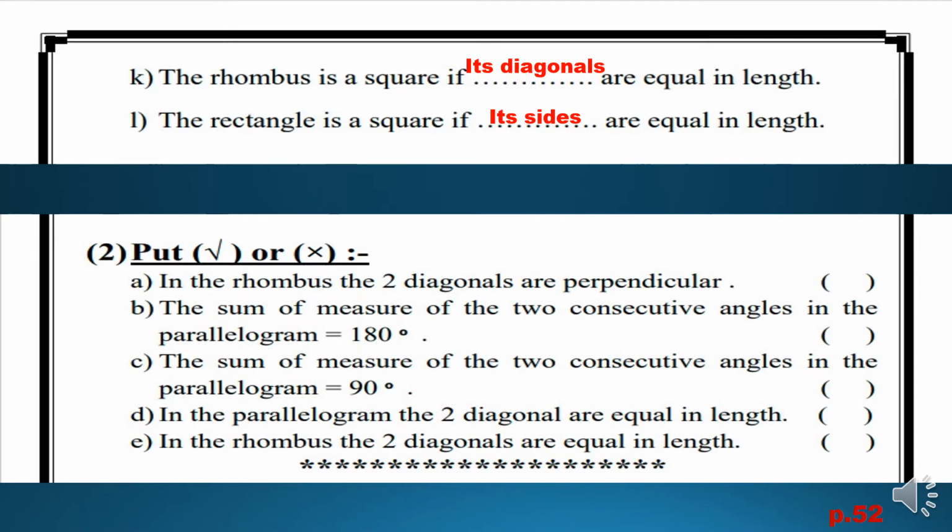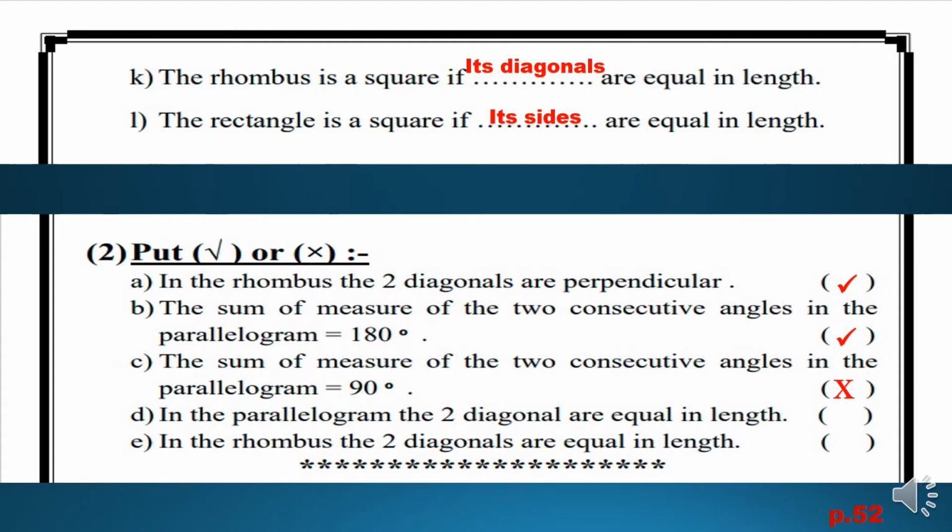In number 2, put right or wrong. In the rhombus, the two diagonals are perpendicular. In the rhombus, the two diagonals bisect each other and are perpendicular, so it's right. The sum of measure of the two consecutive angles in the parallelogram equals 180 degrees. Right. The sum of measure of the two consecutive angles in the parallelogram equals 90 degrees. Of course, wrong. They are equal to 180 degrees.